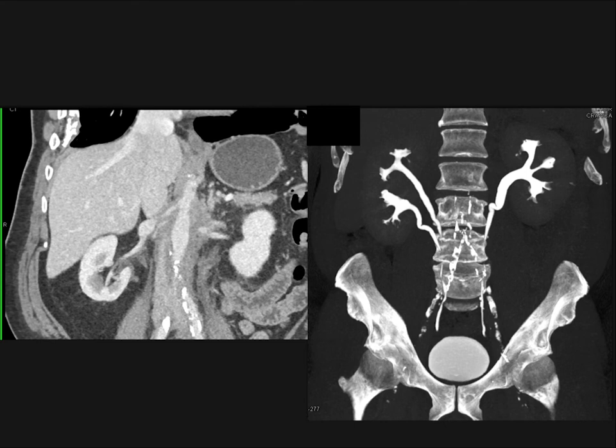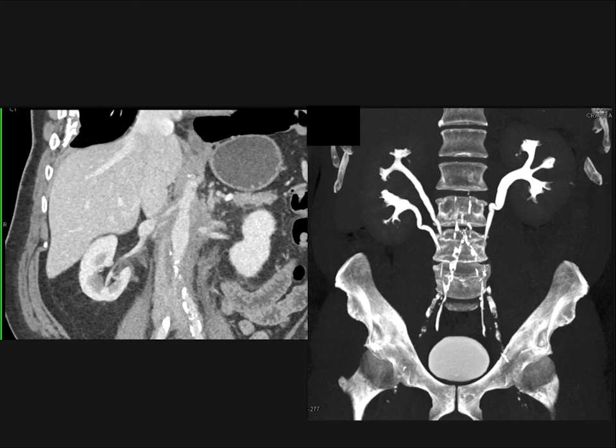When you look at the excretory phase, you see the duplicated system on the right, but what you're really seeing is the fact the ureters are being medially displaced. They're kind of tied in. You can see how they come really close to the vascular calcifications in the aorta. So what gives you soft tissue infiltration around the aorta, medial deviation of the ureters? That's going to be retroperitoneal fibrosis.